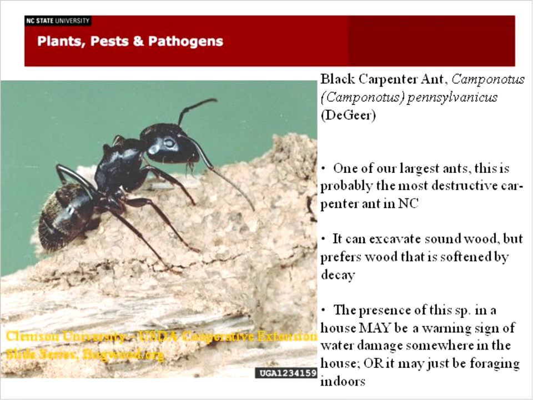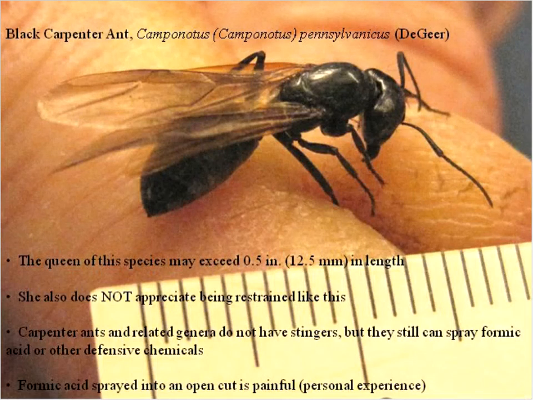However, they may also simply be foraging indoors. And I've seen this in my own house. I've seen carpenter ants coming in just looking for food or looking for moisture during dry spells.